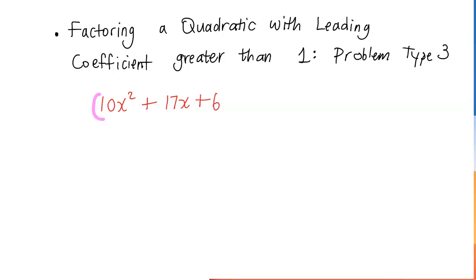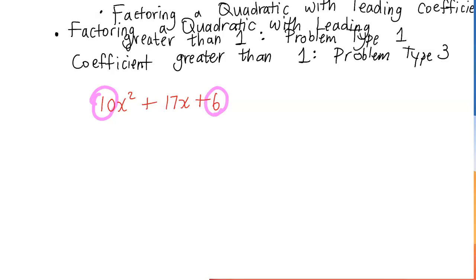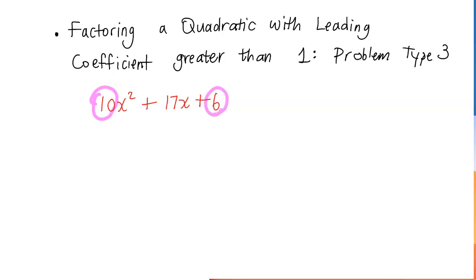I'm going to start by multiplying this 10 by 6, okay? That's my first step. If I do that, my trinomial is x squared plus 17x plus 60. Now I have to think about what multiplies to be 60.